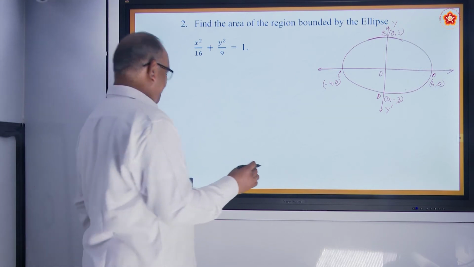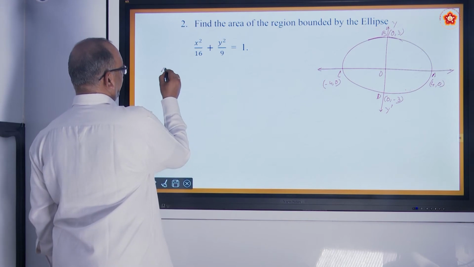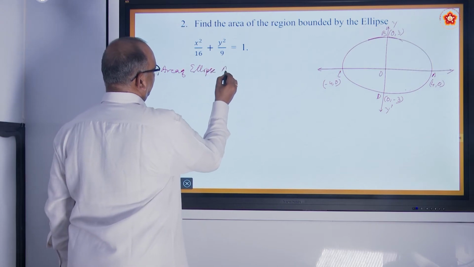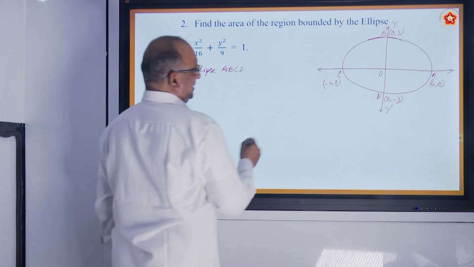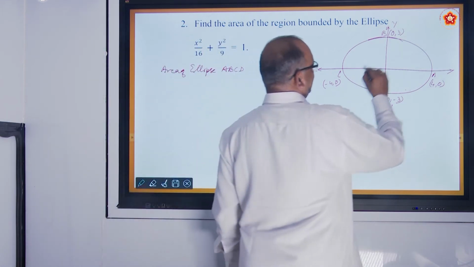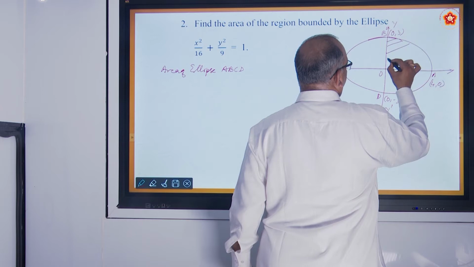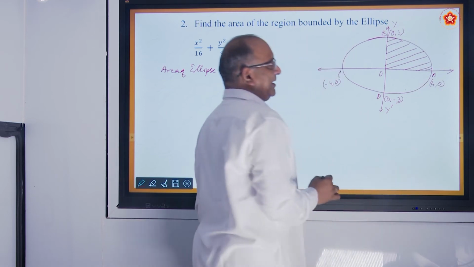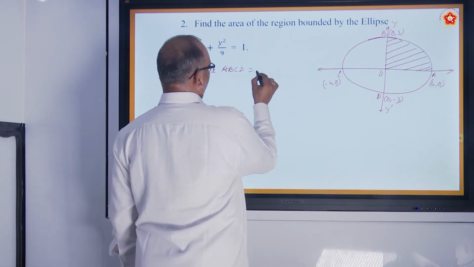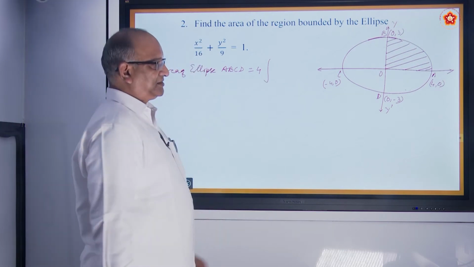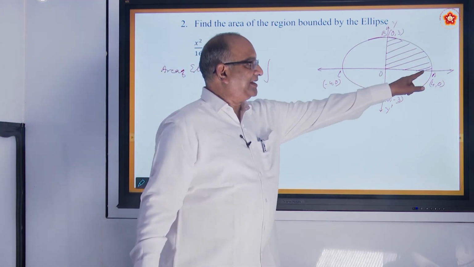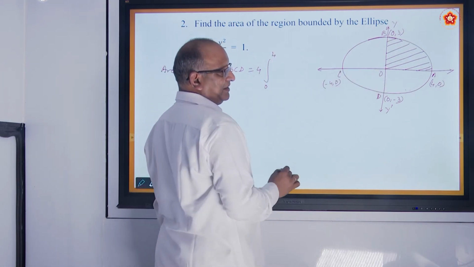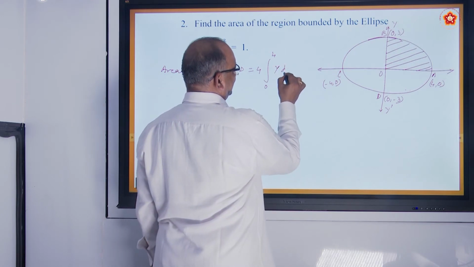So the area of the ellipse ABCD can be calculated just by calculating this 1/4 of the area and multiplying with 4. So area is equal to 4 times, what are the limits? Here x is 0, there x is 4. So it is between 0 and 4. Since we are taking the limits on the x axis, the function has to be y dx.